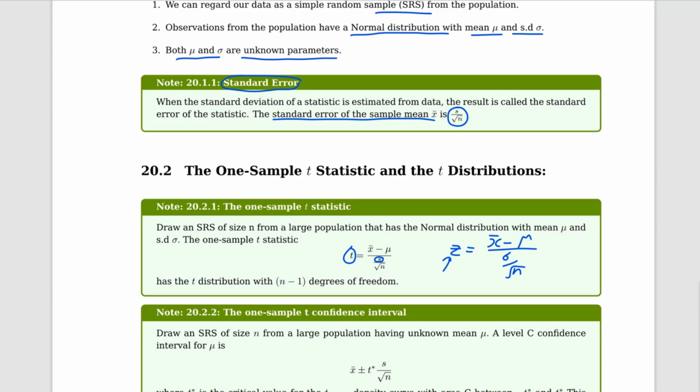So again, last time we used z. Now this time we use t. So this whole part, t equals x bar minus mu over s over root n, has a t distribution with degrees of freedom n minus 1. So that's why we say n minus 1 degrees of freedom. Now you understand the difference, right? Instead of sigma, we use s here. When we use s, we should use the t distribution, not the z distribution.